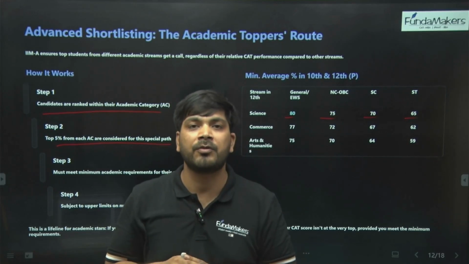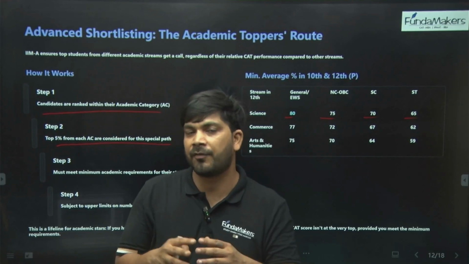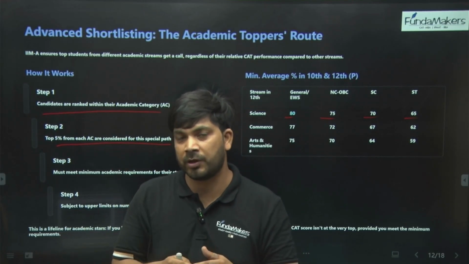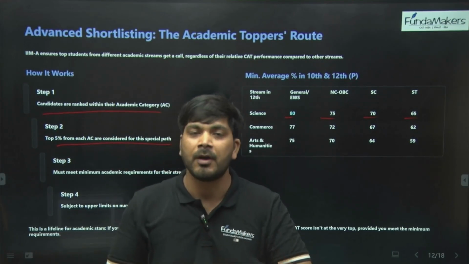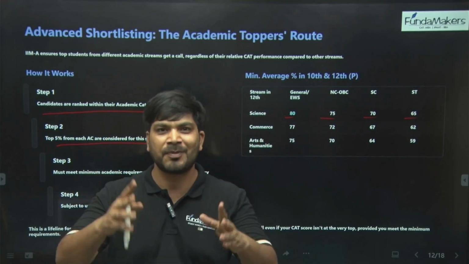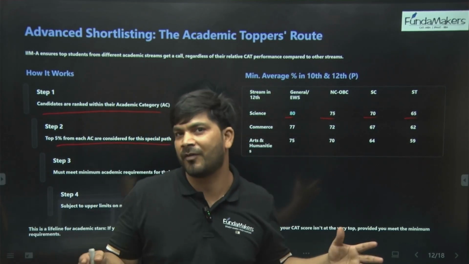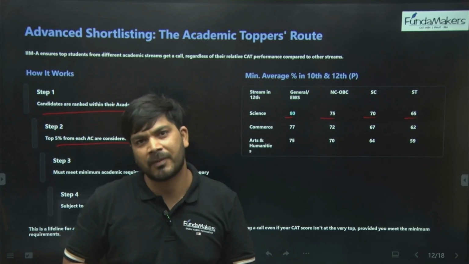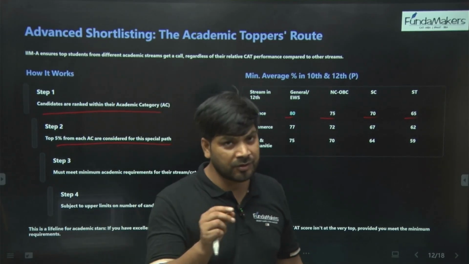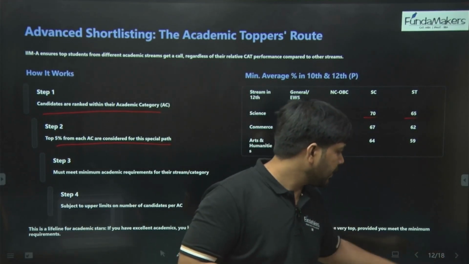But when you talk about streams which are not very popular for doing an MBA, for example, if you are a BA LLB student, or a BA in psychology, or a BA in, say, Sanskrit, and very few people from your academic background have applied, and you are amongst the top 5% of whomsoever have applied, you have a very strong chance of making it to the shortlisting process, right? So this is advanced shortlisting. This is different from what we were discussing earlier, right?